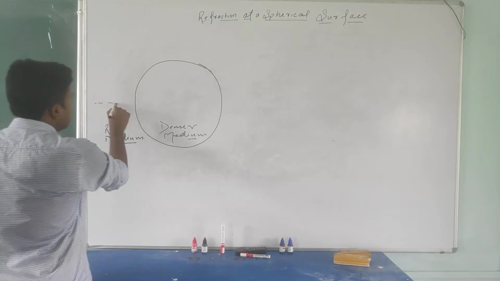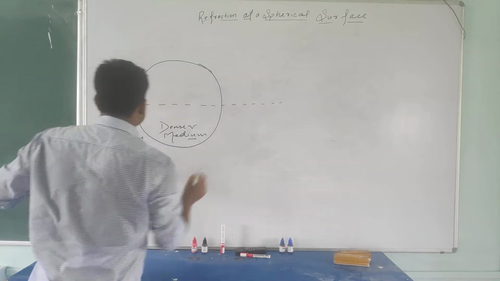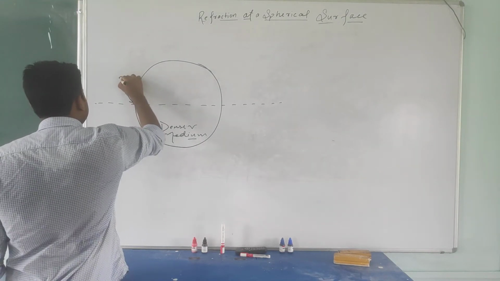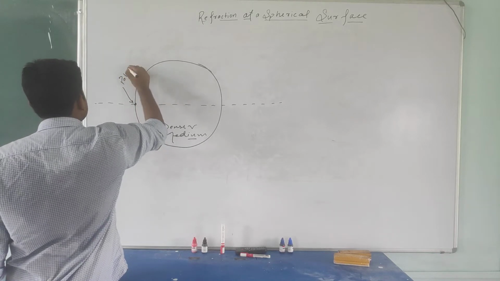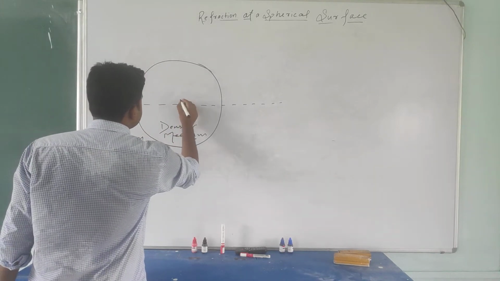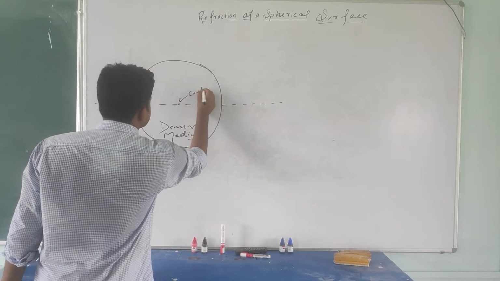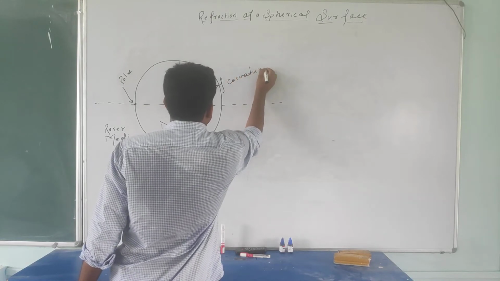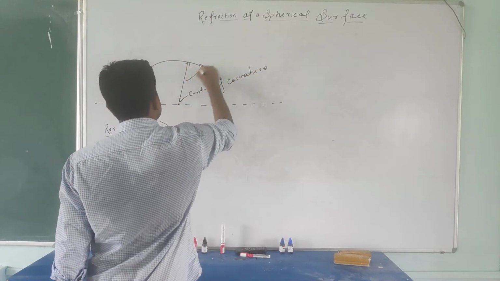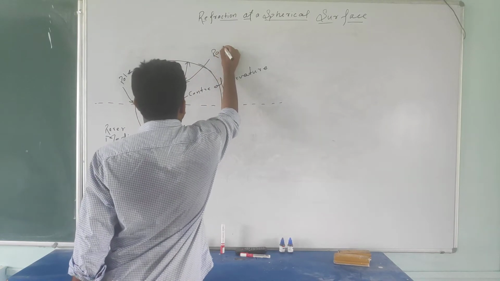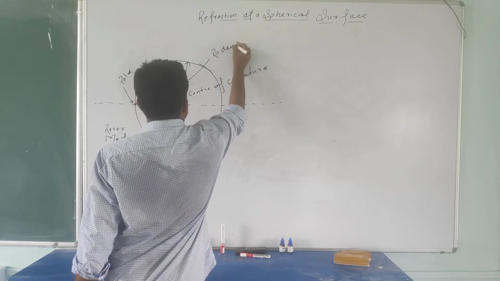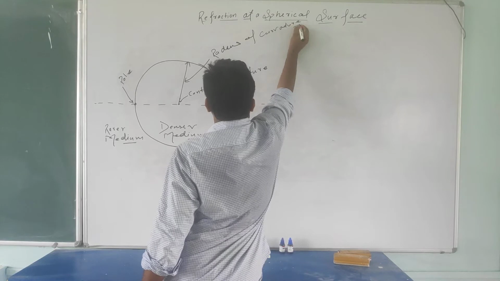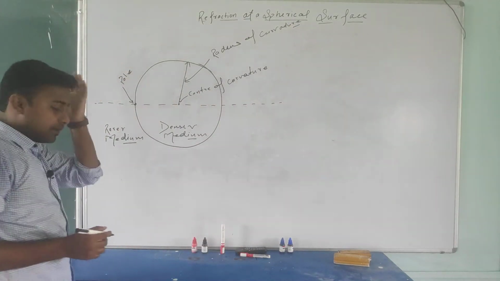Okay student, and here I am drawing a principal axis. This point is called the pole. Here this one is called the center of curvature. And the radius of this sphere is called the radius of curvature. And this one is called the aperture.